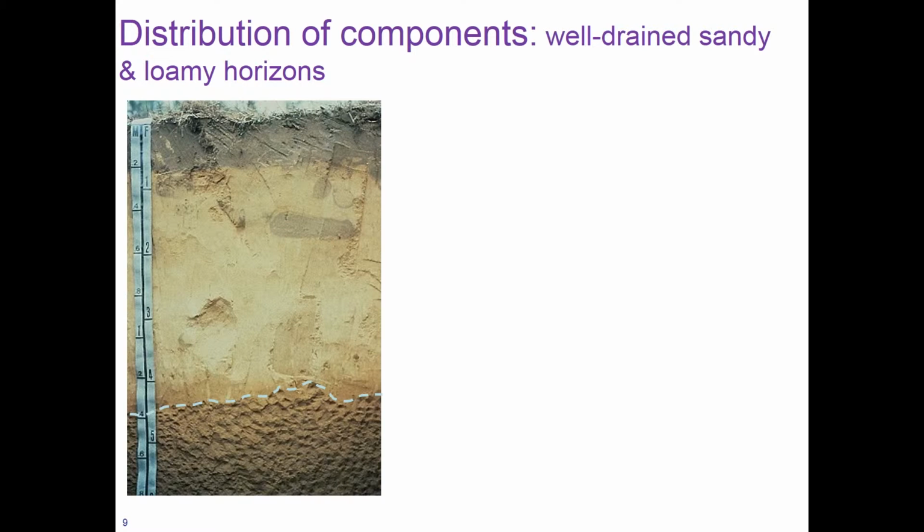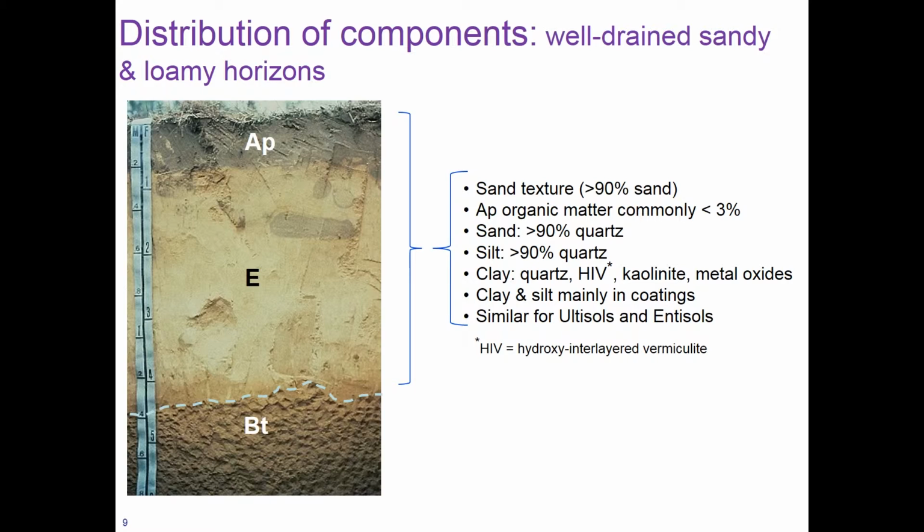Well, here is the same Ultisol profile I presented a couple of slides back, relatively well-drained, with an Ap, an E, and a Bt horizon. So if we look at the sandy part of that profile, the Ap and the E, it is going to have a sand texture with greater than 90% sand. Typically an Ap horizon would have organic matter less than 3%.